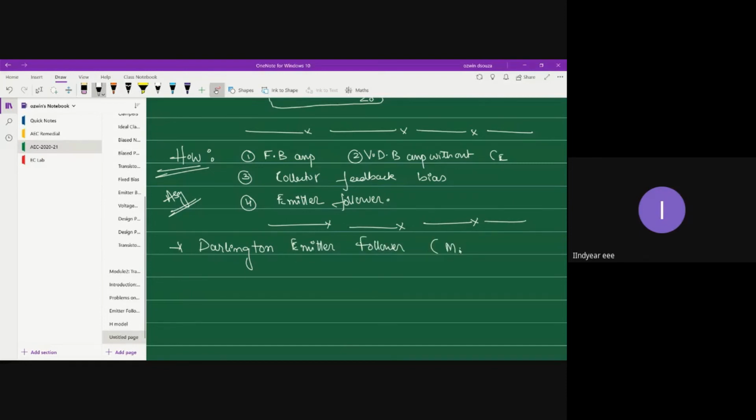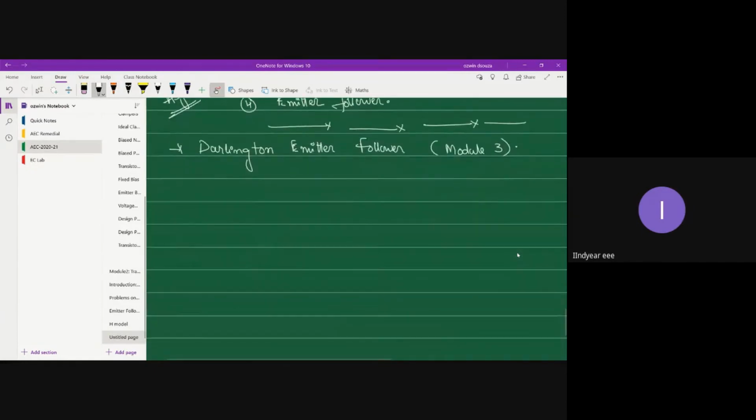Okay, actually it comes in module 3. But since I'm discussing emitter follower in module 2, I don't want to keep this stuff in module 3. I want to discuss this Darlington emitter follower in module 2 itself, because there is some mismatch in the content in the curriculum. Okay, all right. So, Darlington emitter follower.